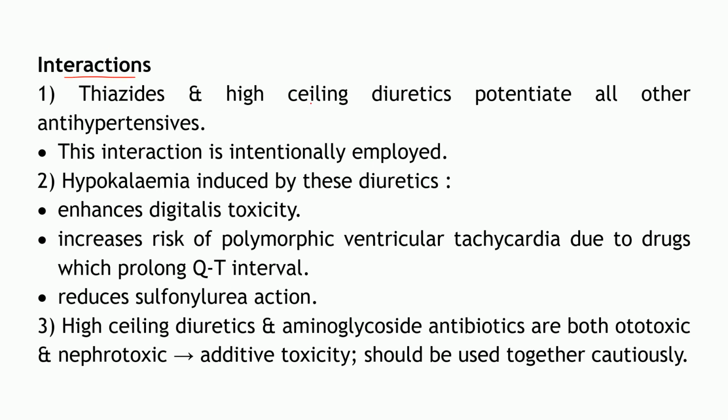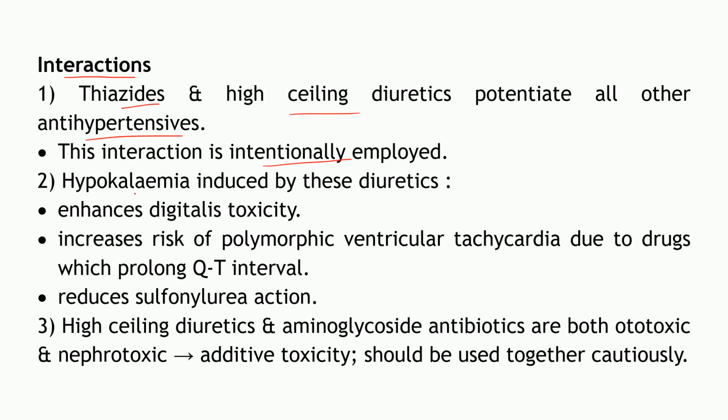And coming to the interactions of the high-ceiling and the thiazide-like diuretics. So all of these thiazides and the high-ceiling diuretics potentiate the antihypertensive agent, because these also have antihypertensive property. So when other antihypertensive agents are combined with the diuretics, obviously additive antihypertensive action will be produced. So this is an intentional interaction which is employed. So purposefully you induce this interaction to increase the efficacy, or to reduce the dose of both the drugs. You will require a lower dose of each of these drugs when you give them in combination.